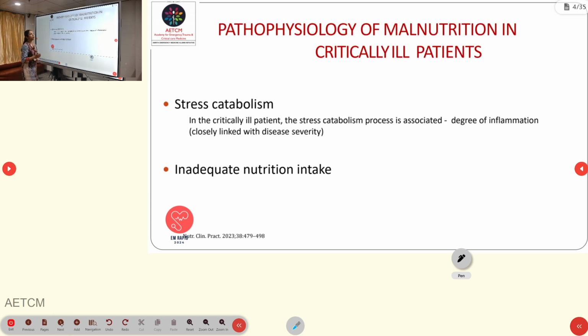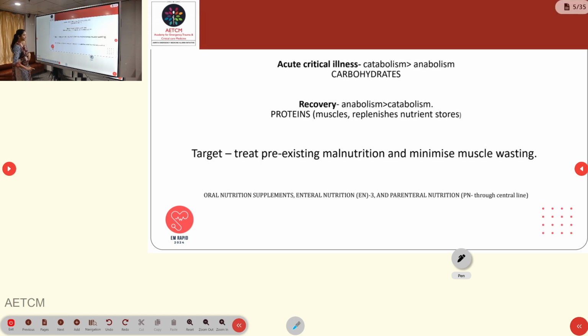Now, the pathophysiology of malnutrition in critically ill patients. During stress there is a stress catabolism. Depending on that, the degree of inflammation and the disease severity will increase, and along with that, if there is inadequate nutrition intake, that will worsen the patient's condition.